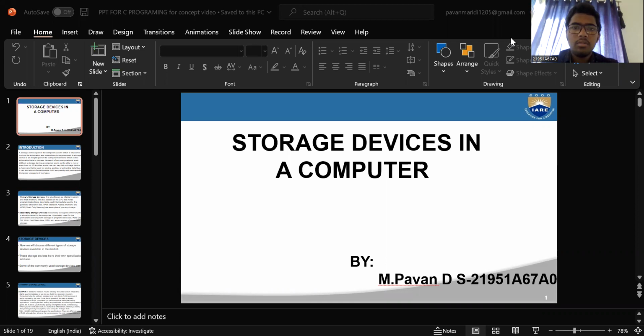Now I am here to explain to you about the storage devices in a computer. Now we will learn what the storage devices in a computer are and how they perform in our computer. So we will move on to our next slides to learn more about the storage devices in a computer.